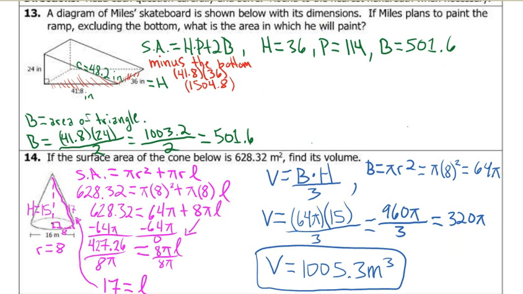I'm just going to talk about 14 since it's already there. All this pink right here, we had to find out my slant height. Once I find my slant height, I'm able to use that in my formula to find my height, because I don't know what my height was. Once I find my height, I can find the volume, because the question says if the surface area of the cone below is 628.32 meters squared, find its volume.